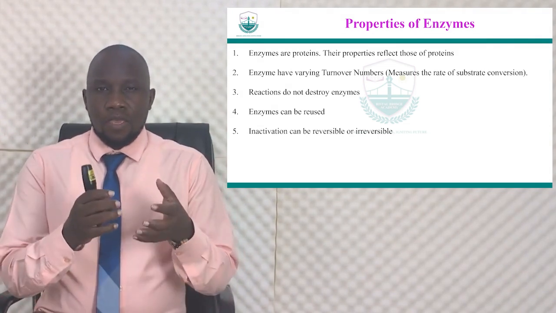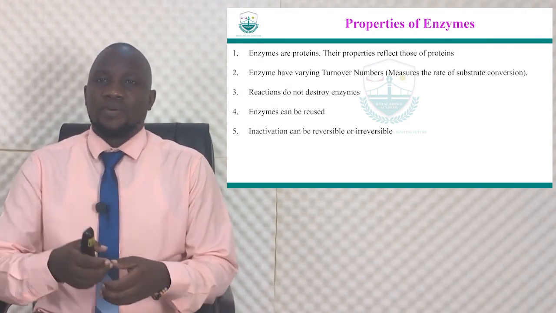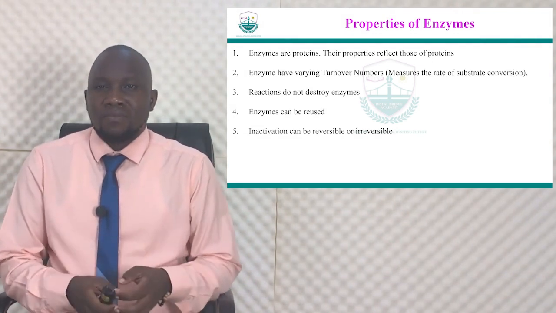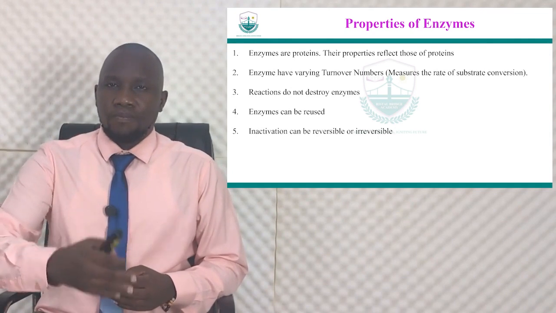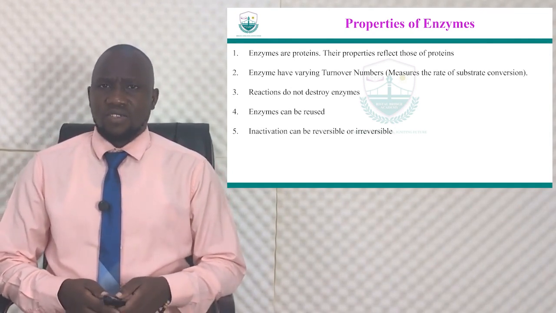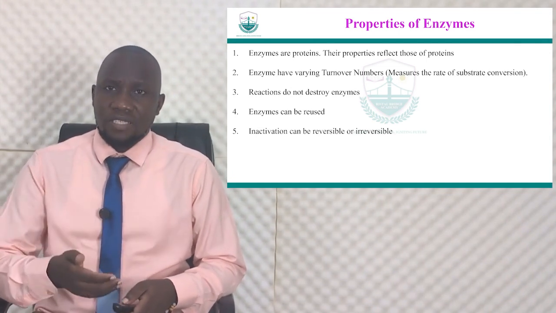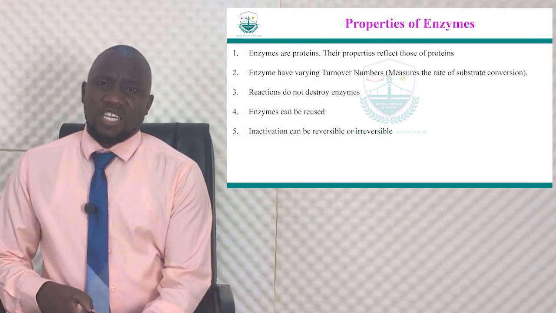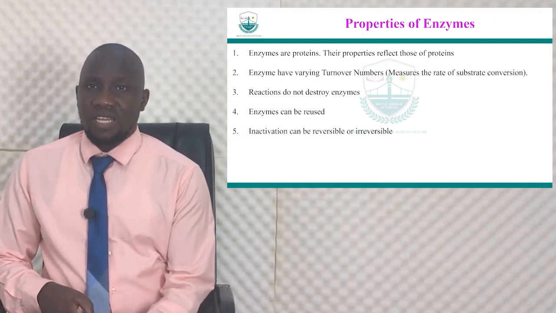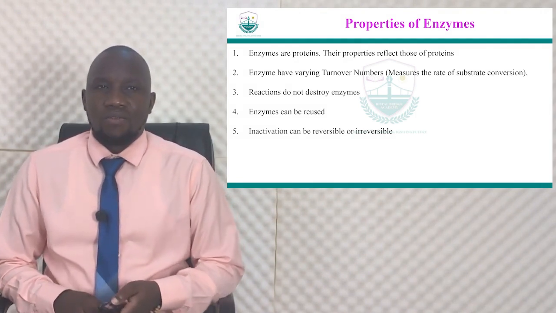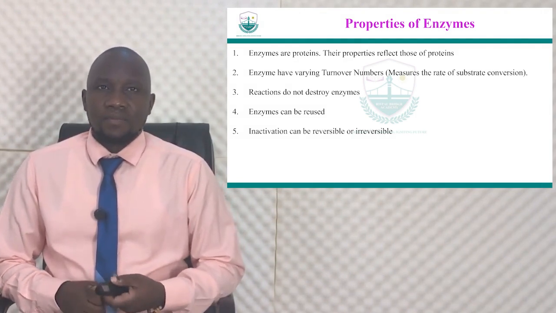The rate at which you get products out of the enzyme substrate complex, the rate at which the enzyme works, is what we are terming as efficiency. So we have some enzymes that are very, very fast at working, so they have high turnover. And then we have those that are quite slow. So that's what we mean by saying that enzymes have varying turnover numbers.